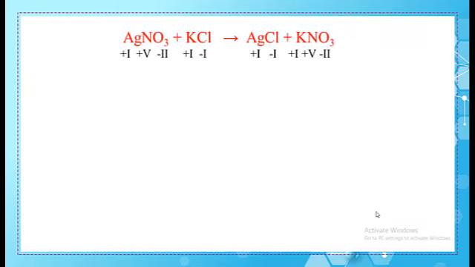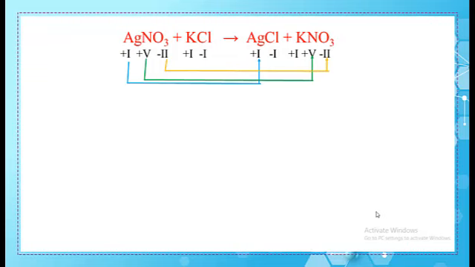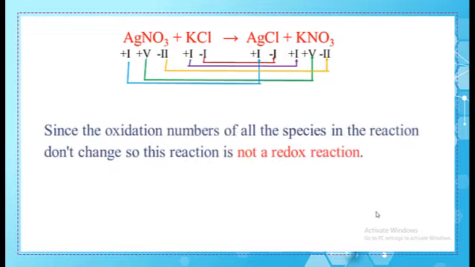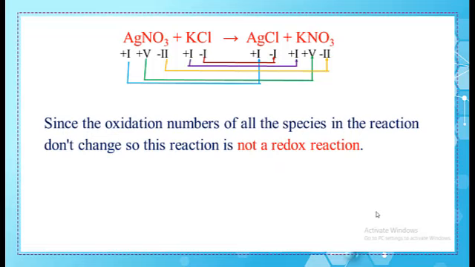So we calculated all the oxidation numbers of all the atoms in this reaction. As you can see here, the oxidation number of Ag was plus 1 and remains plus 1. The oxidation number of nitrogen was plus 5 and remains plus 5. The oxidation number of oxygen was minus 2 and remains minus 2. The oxidation number of potassium was plus 1 and remains plus 1. The oxidation number of chlorine was minus 1 and remains minus 1. So you can conclude that since the oxidation numbers of all the species in the reaction do not change, this reaction is not a redox reaction.